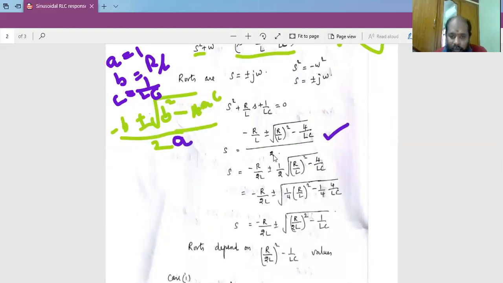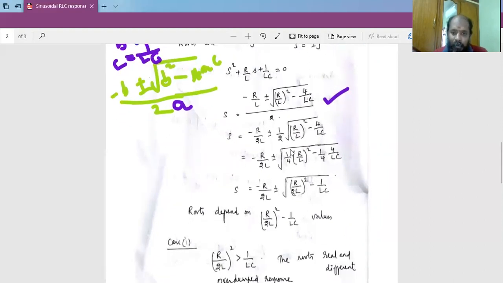From that, take this 2 here, so you will get minus R by 2L. This denominator will be available here. You make it an equation like this: minus R by 2L plus or minus 1 by 2 square root of (R by L) the whole square minus 4 by LC. Now if you bring this 2 inside the square root, it will be 1 by 4. Then only, if you take this 4 outside, it will be 2. So 1 by 4 into (R by L) the whole square minus 1 by 4 into 4 by LC. Multiply this, 4 gets cancelled, so 1 by LC. If you bring this 4 inside, it is a square term, so you will get (R by 2L) the whole square.